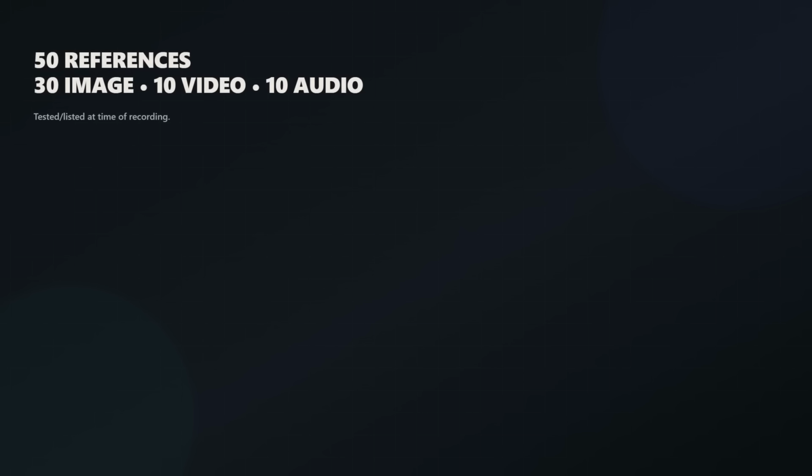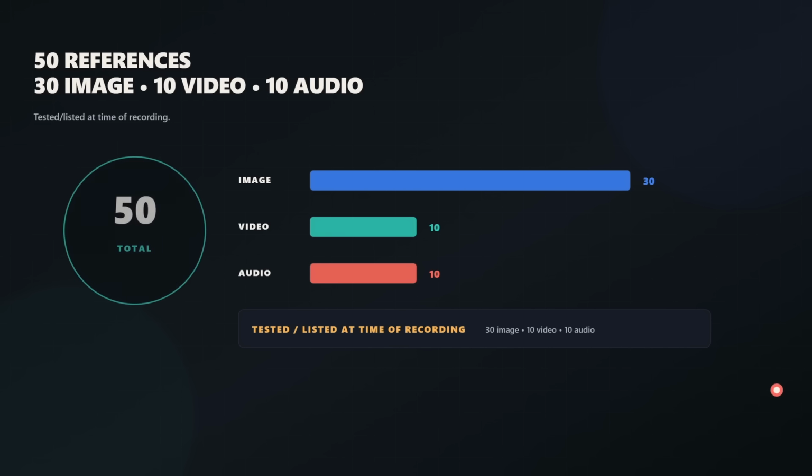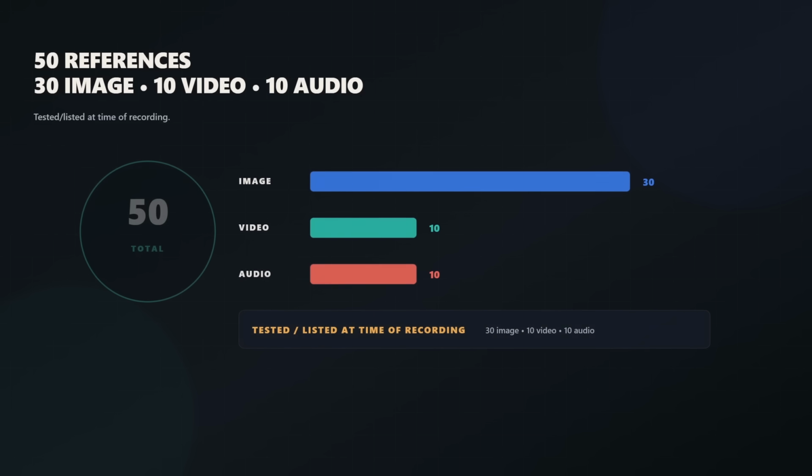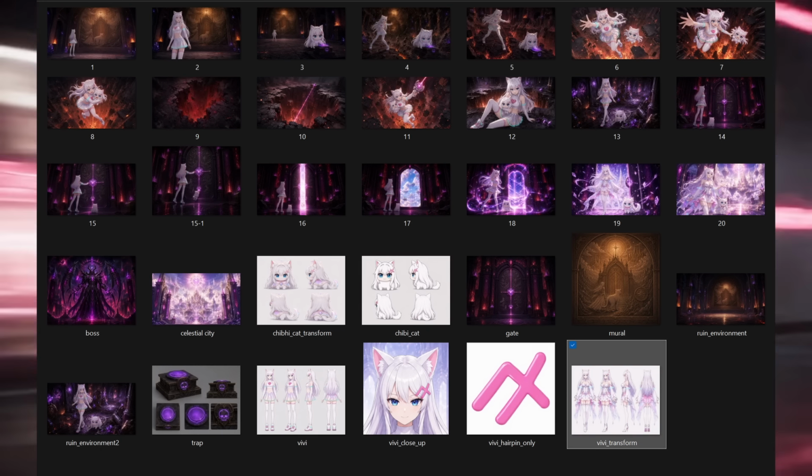Seedance 2.5 accepts up to 50 reference materials in one project, including images, video, and audio, but that 50 is not one completely flexible pool. The category limits are 30 images, 10 videos, and 10 audio files. Even if your total is still below 50, you cannot upload a 31st image or an 11th video.